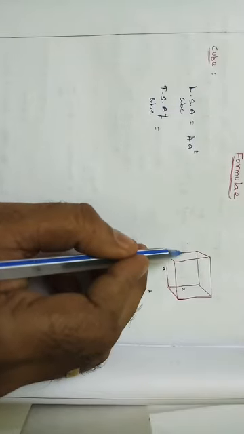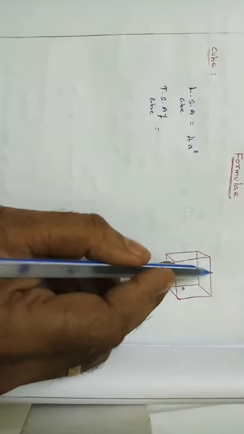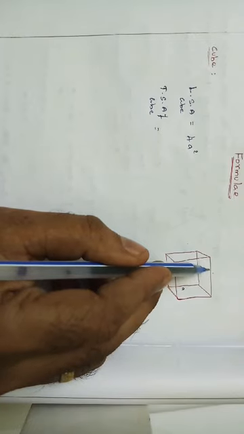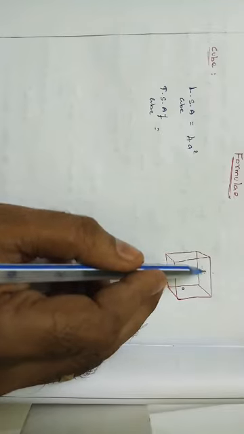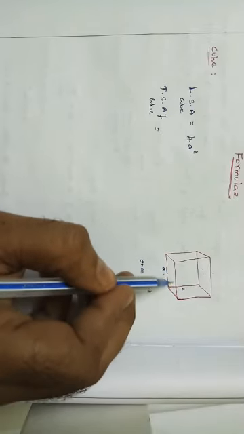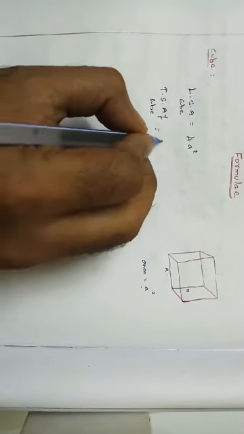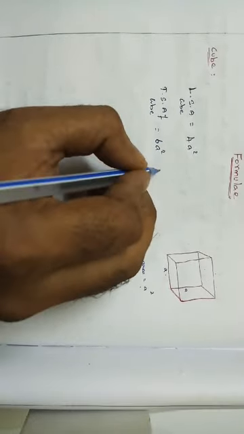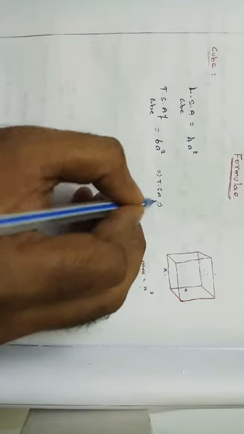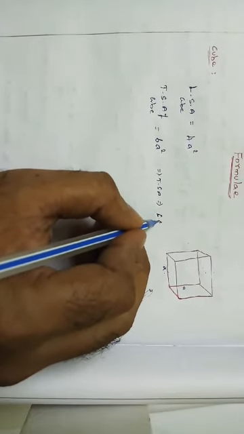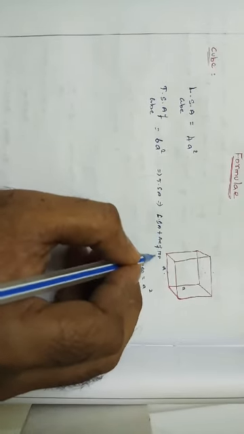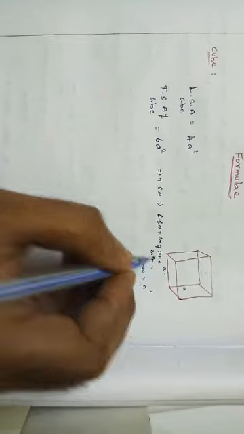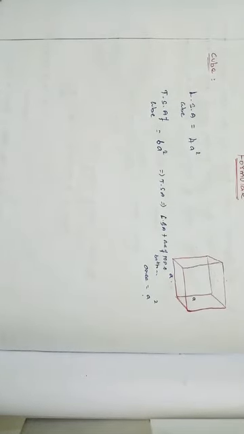6A square. TSA of cube is 6A square. Already we have calculated 4A square, and we still have top and bottom. What is the area of the top? It is A square, A into A. Area of the bottom also A square. So A square plus A square, 2A square. LSA of cube is 4A square, plus 2A square is equal to 6A square. And TSA is always, keep in your mind, LSA plus area of top and area of the bottom.